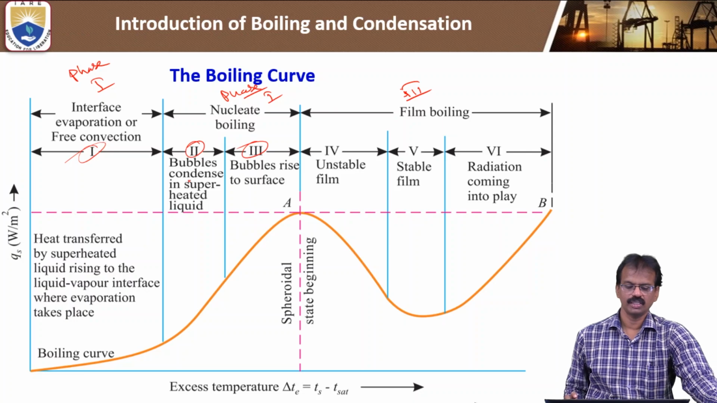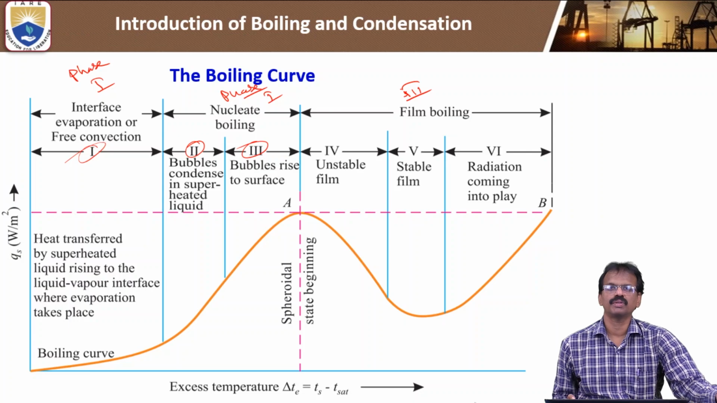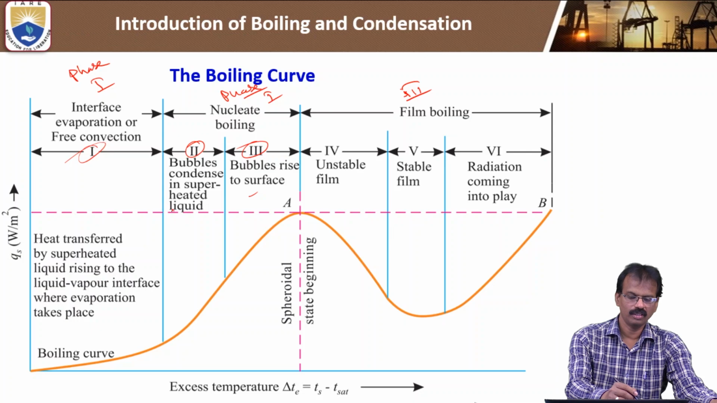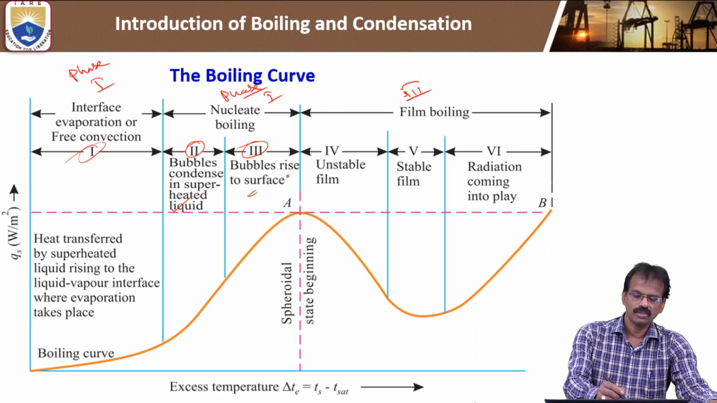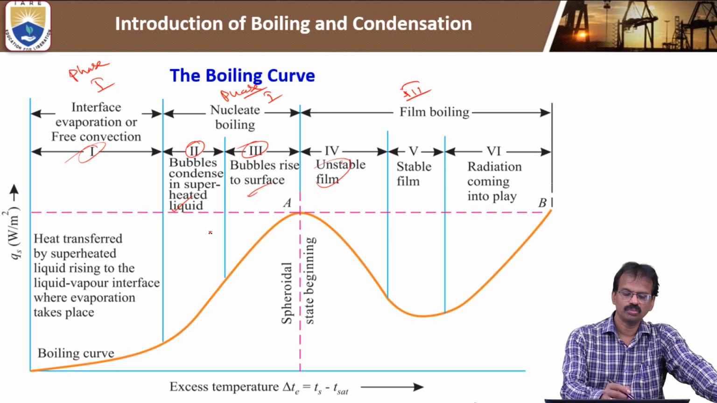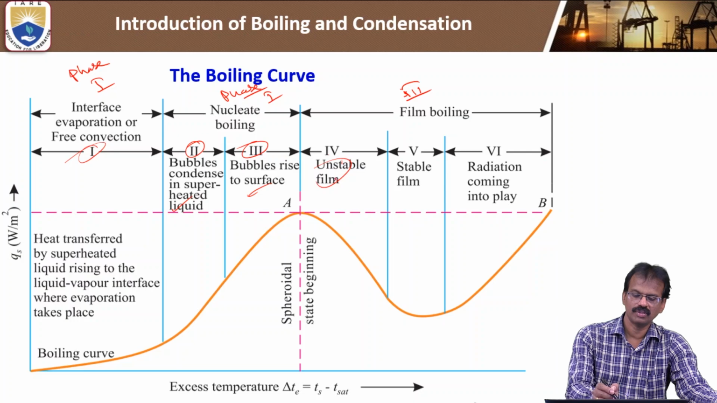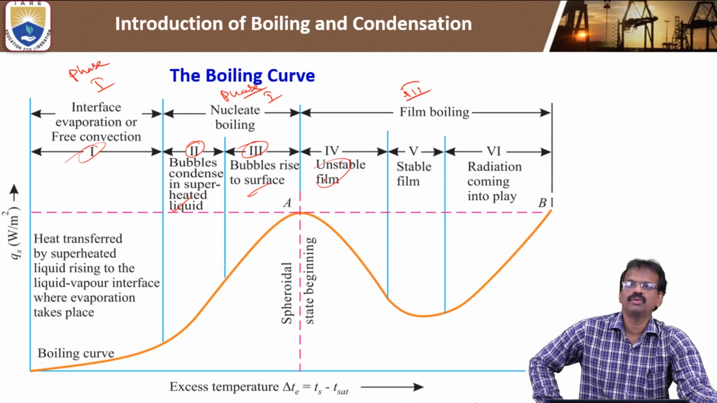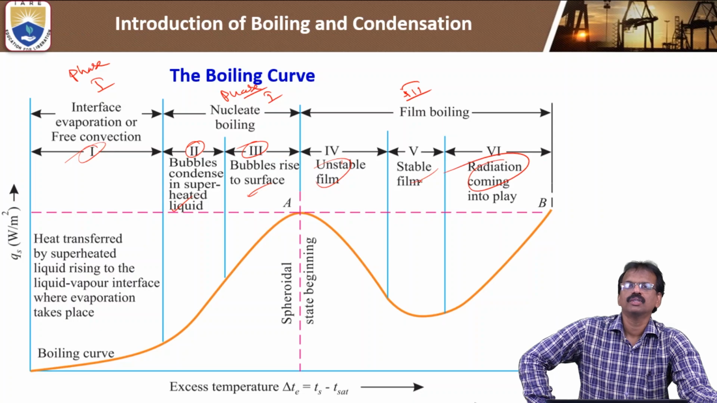One is bubbles condensing in superheated liquid. Bubbles are formed and again condensed in the superheated liquid. Here bubbles rise to the surface, just like in pool boiling or local boiling, and these are saturated boiling. Next, unstable film: bubble formation is converted into a film. Next to that we'll see stable film, and then radiation coming into play. We'll see them one by one.